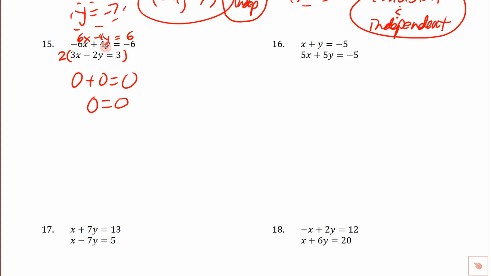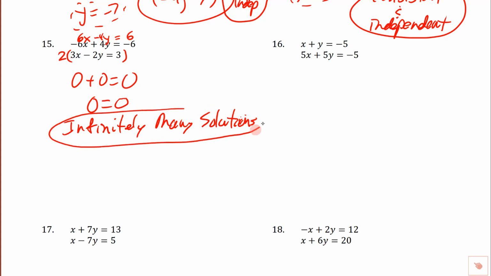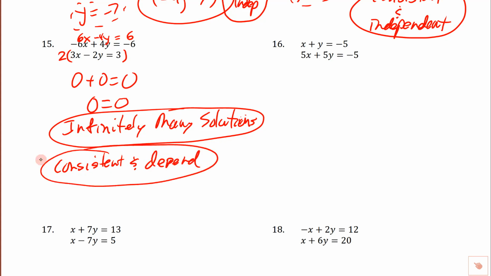So these two lines are copies of each other. We're going to have infinitely many solutions. We could put it that way. We could also put it another way because we've got some vocabulary for this. This is consistent. And remember, the two lines are the same. That's why there are infinitely many. So the answers for one depend on the answers for the other. So this is consistent and dependent. I'll spell the whole thing there.